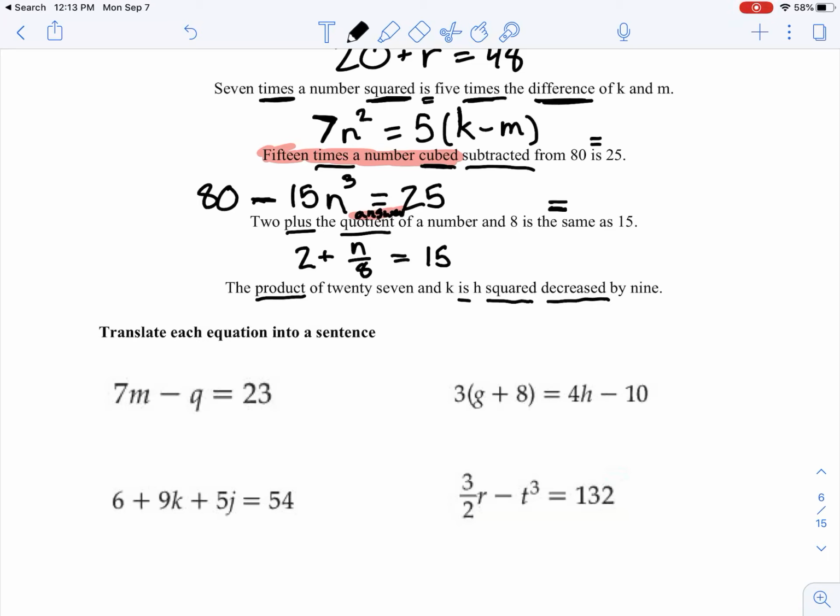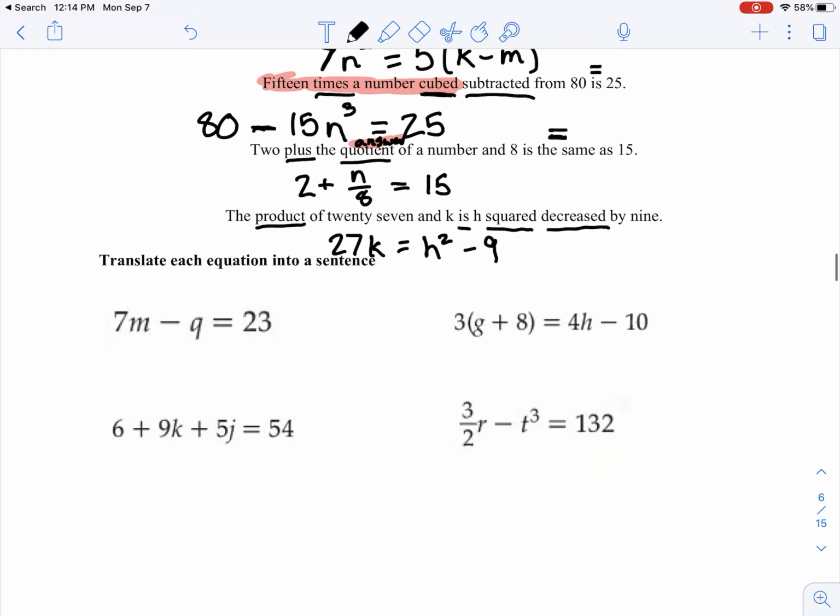So the product of 27 and k, that's multiplication. So 27 and k. I don't need parentheses, even though this is an answer, just because that's the only thing on that side anyway. So we wouldn't need parentheses for it. There's only one operation over there. Is h squared decreased by 9. We're taking 9 away from it. That's our final answer for that.